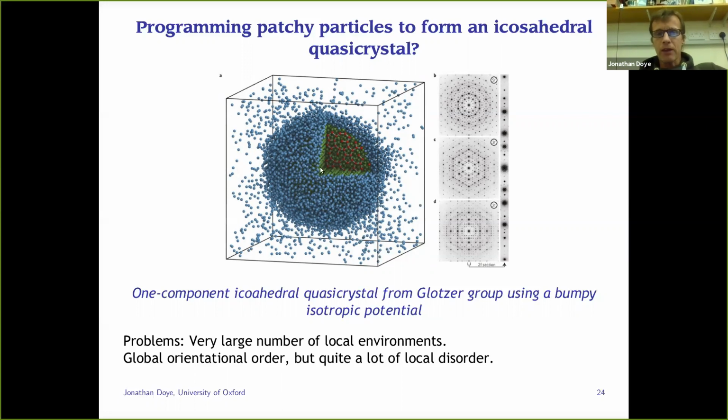One of the curiosities about this, in some sense, is that although it has beautiful global long-range orientational order, at a local level it's quite disordered. It's a monatomic, one-component system, but if you look at the coordination number distribution of these systems, it's quite wide. So the particles are in a wide range of environments in terms of their coordination number, for example. So there's actually quite a lot of local disorder, even though there's this really perfect long-range icosahedral orientational order.